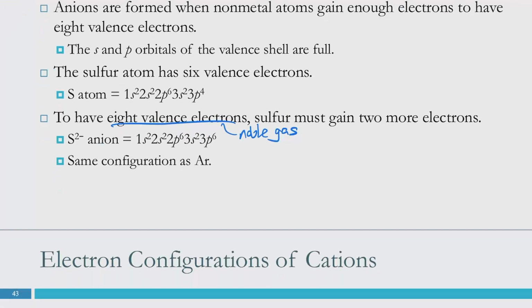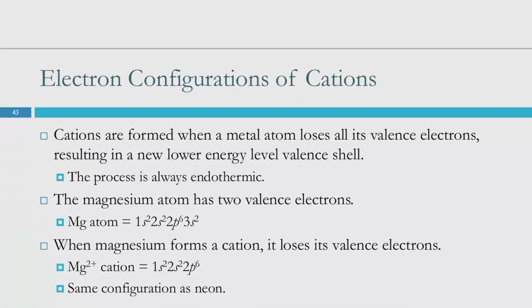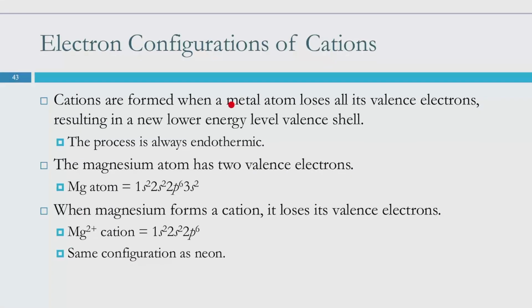We also have a similar thing for our cations, just the opposite direction. Cations form when the metal atom loses its valence electrons. This results in a new lower energy level valence shell.